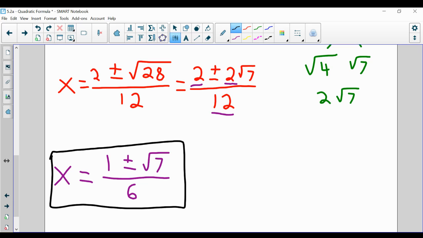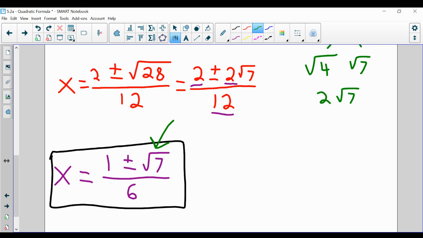And I know it looks crazy, but it's actually a bit easier this way because you don't have to do that final addition and division because we can't, because this is an irrational number. This right here, the square root of 7 is irrational. It'd be a decimal that goes on forever and doesn't repeat, which we can't deal with. So you just leave your answer like this, 1 plus or minus root 7, all divided by 6. Pretty easy, right?